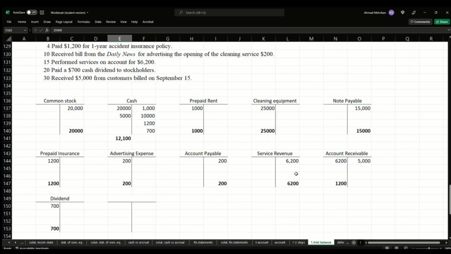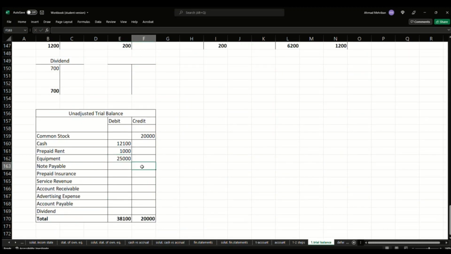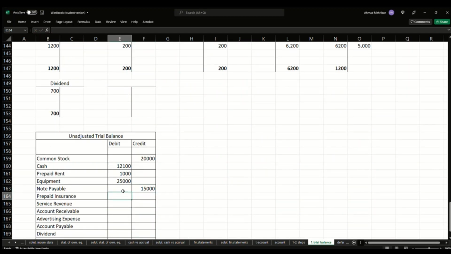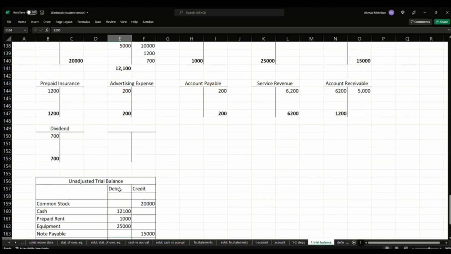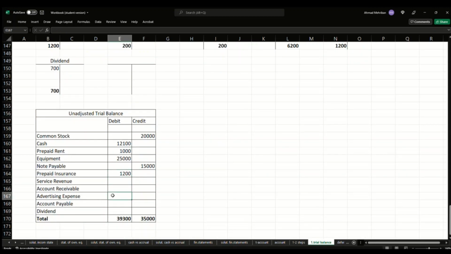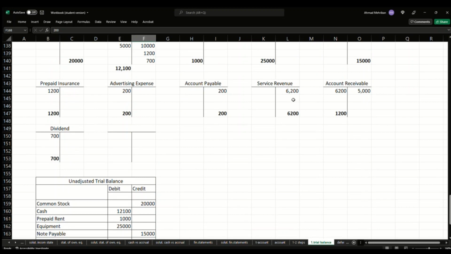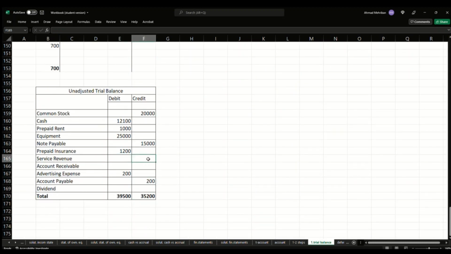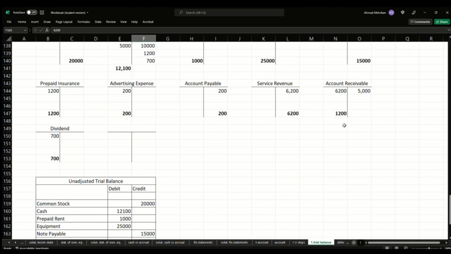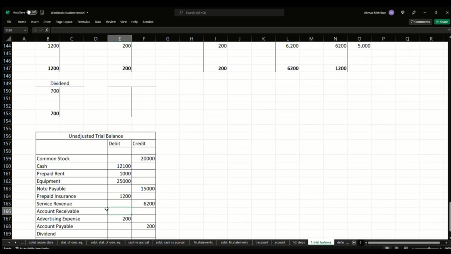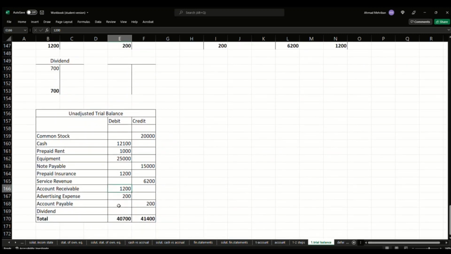Note payable is 15,000. That's on the credit side. Prepaid insurance is 1,200 on the debit side because this is our asset. Advertising expense, here it is, 200. Accounts payable, that's our credit side entry, 200. Service revenue, 6,200, that's a credit side entry. And accounts receivable, 1,200 to the debit. And finally, dividend is on the debit side, 700.